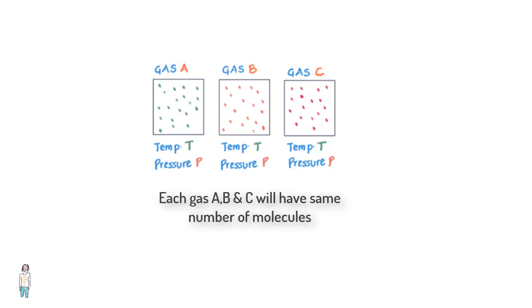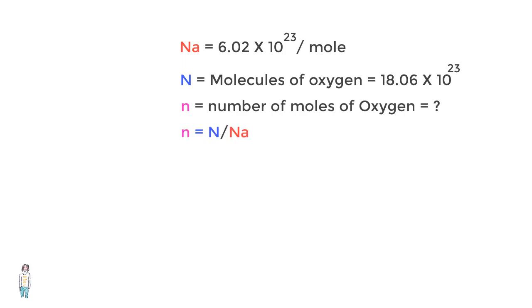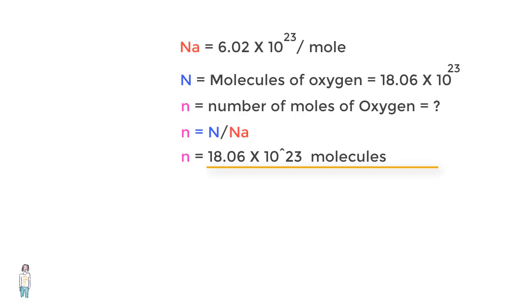So moving ahead, if Avogadro's number Na is equal to 6.02 into 10 to the power 23 per mole, and I gave you 18.06 into 10 to the power 23 molecules of oxygen and asked you how many moles I have given you, you would divide the number of molecules or atoms, as the case may be, given to you by Avogadro's number to find the number of moles. Here we would say the number of moles is equal to 18.06 into 10 to the power 23 divided by 6.02 into 10 to the power 23, which equals 3 moles.